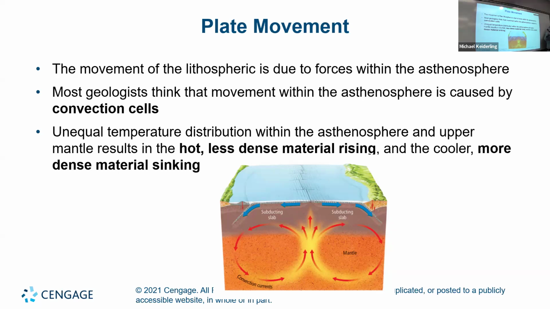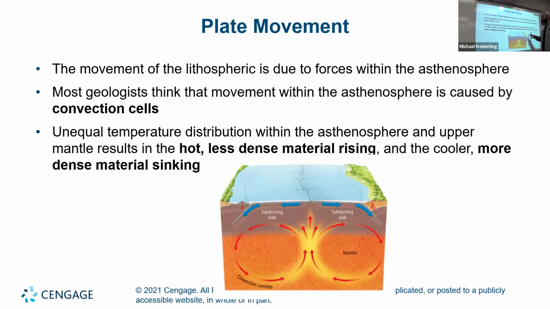There's debates about how big these cells are, whether there's a layer of convection cells closer to the surface of the Earth and then another layer below, and then they're driven by interactions with the core, or if they're really big cells going straight from the core up. But it's generally thought that they are convection cells.